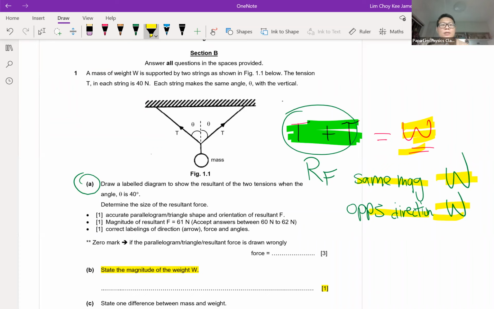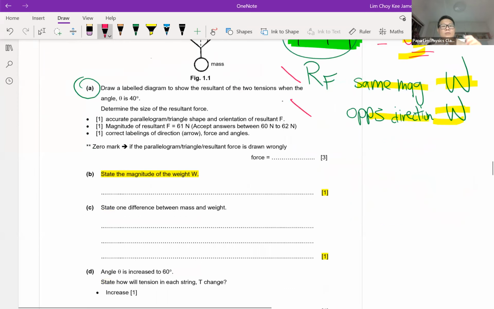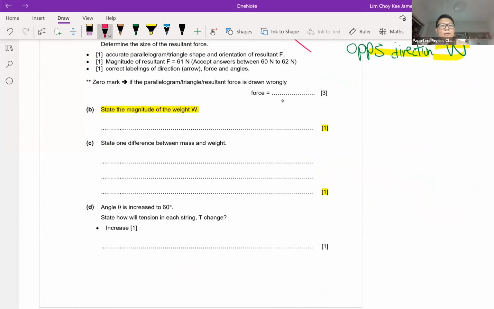Under the 3-force system, whereby it's balanced, you will have 2 properties: the resultant force of the 2 forces is of the same magnitude as the 3rd force, and is also in the opposite direction to the 3rd force. So that's why I know that if my resultant force FR is 61 Newton here, this is actually 61 Newton, exactly the same.